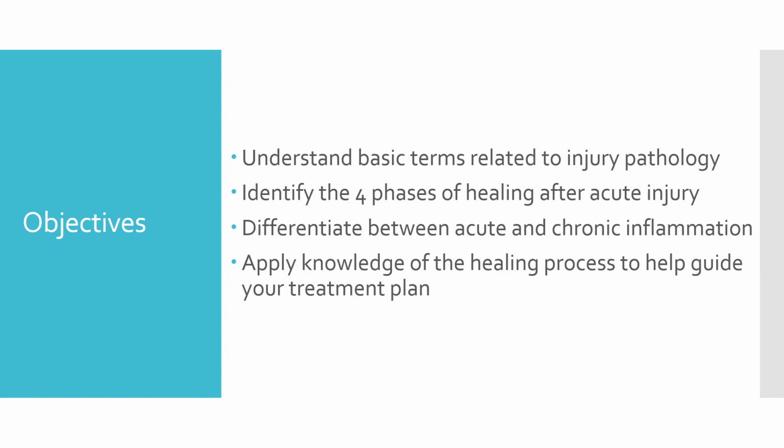Before we dive in, let's look at what you should be able to do by the end of this lecture series. First, you'll understand basic terminology related to injury pathology. We'll be using terms like acute, chronic, degenerative frequently, and you need to know exactly what these mean. Second, you'll be able to identify the four phases of healing after an acute injury. This is critical. Hemostasis, inflammation, proliferation, and remodeling each have distinct characteristics and timeframes that directly impact your treatment choices.